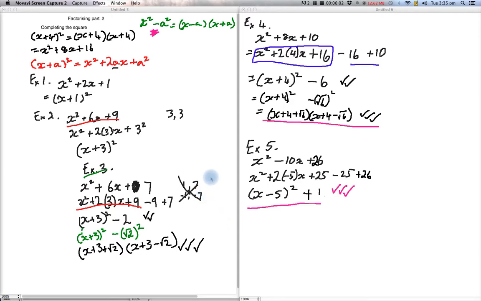Hannah. And in this video, we're going to be looking at the null factor law and solving quadratics. But before we do that, I want to show you some graphs of these particular examples, example 3, 4, and 5, that we've completed the square with. And I'll show you why in a moment. So let's look at some graphs of that.